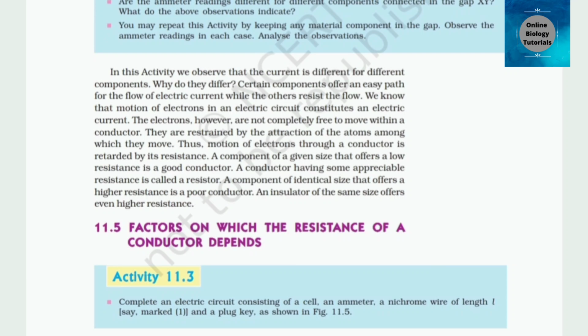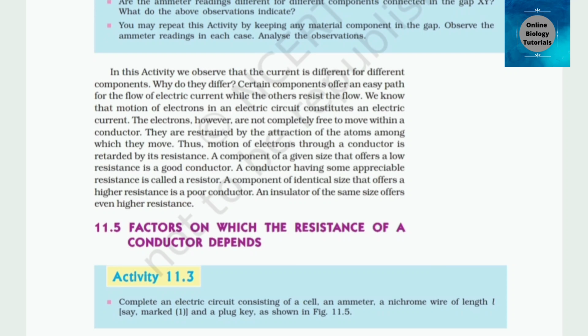A component of a given size that offers a low resistance is a good conductor. A conductor having some appreciable resistance is called a resistor. A component of identical size that offers a higher resistance is a poor conductor. An insulator of the same size offers even higher resistance.